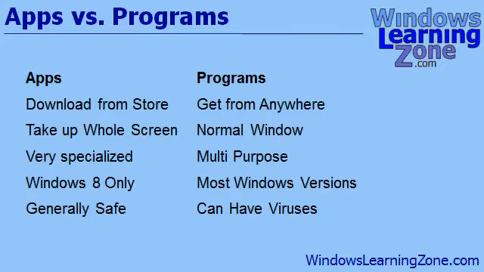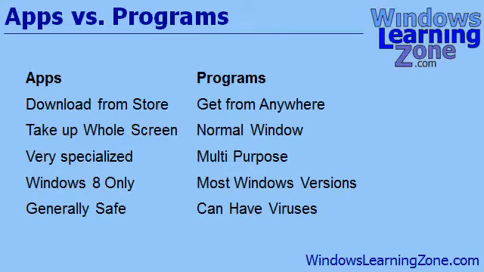Now, apps are generally designed to be used on a tablet or Windows phone. They usually take up the whole screen, although I'm going to show you how with larger displays you can actually snap them on one side or the other. And of course, traditional Windows programs can take up a full screen, but they're usually designed to run inside of a normal window like we just saw in the last lesson.